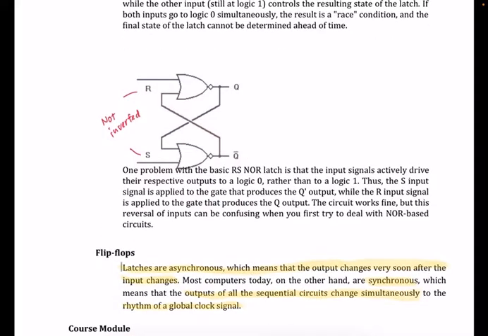We go now with flip-flops. Latches are asynchronous, which means that the output changes very soon after the input changes, no? Outputs of a sequential circuit change simultaneously to the rhythm of global clock signal. Okay? So yun yung sinasabing asynchronous. Sa asynchronous ay the output changes very soon after the input changes. Pero sa synchronous, the output depends on the rhythm of the global clock signal.